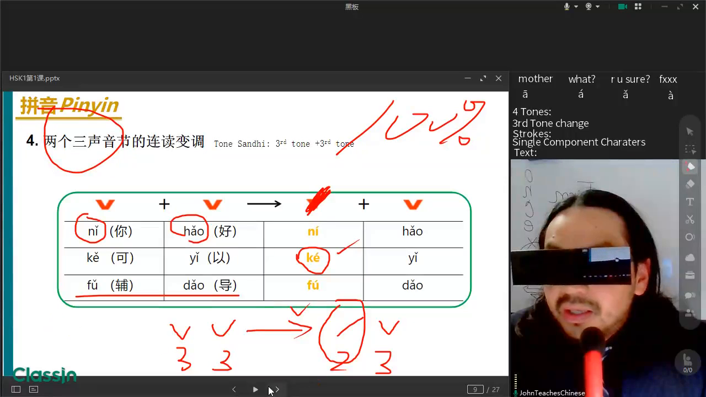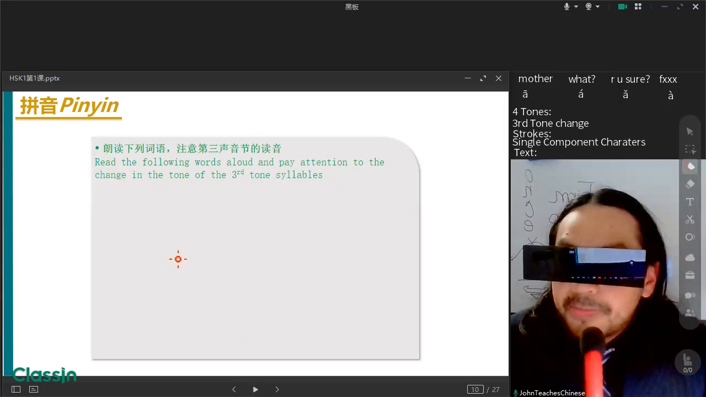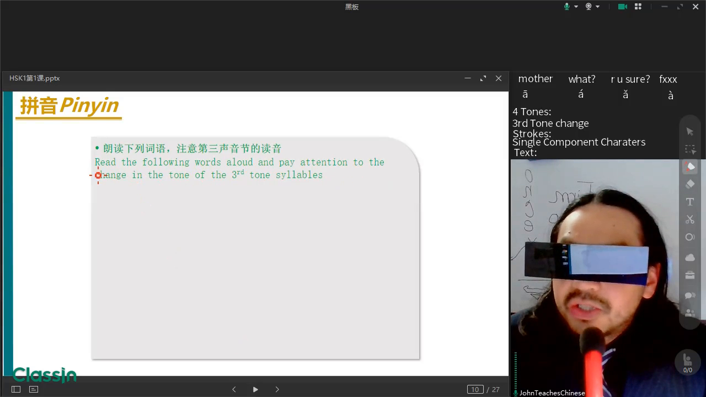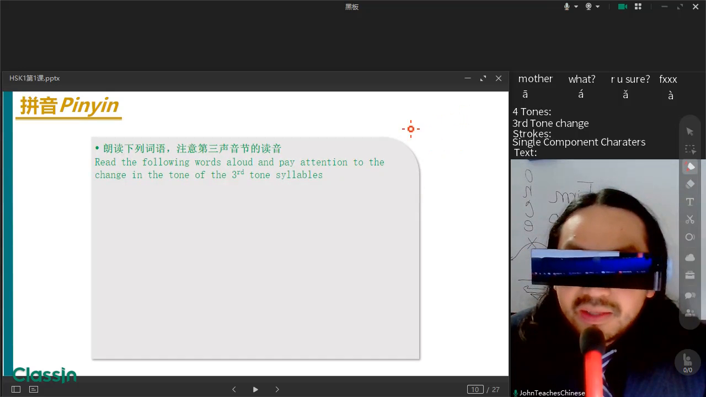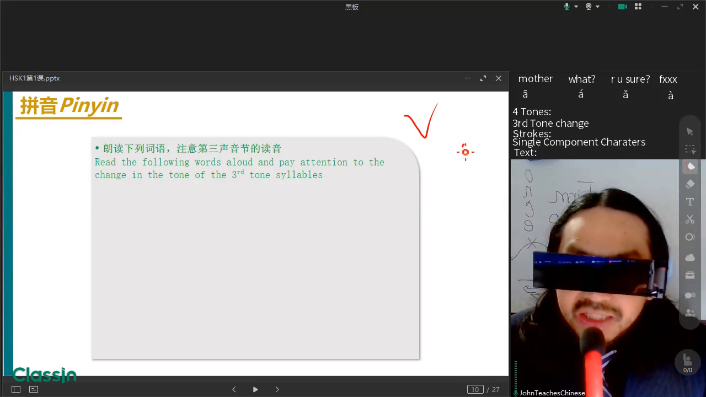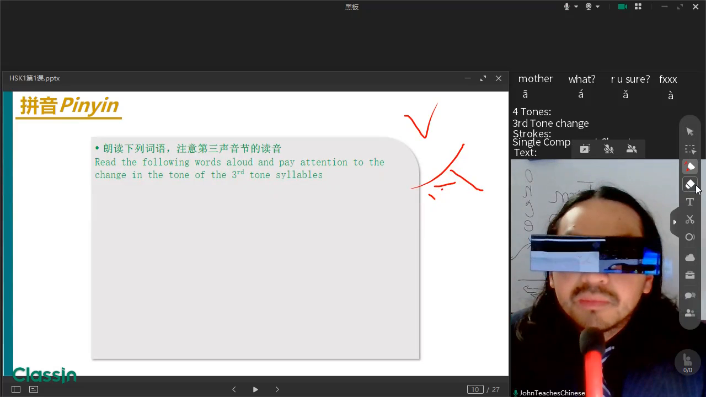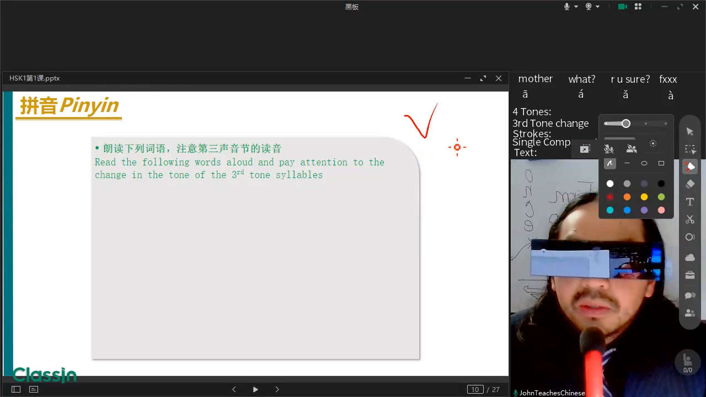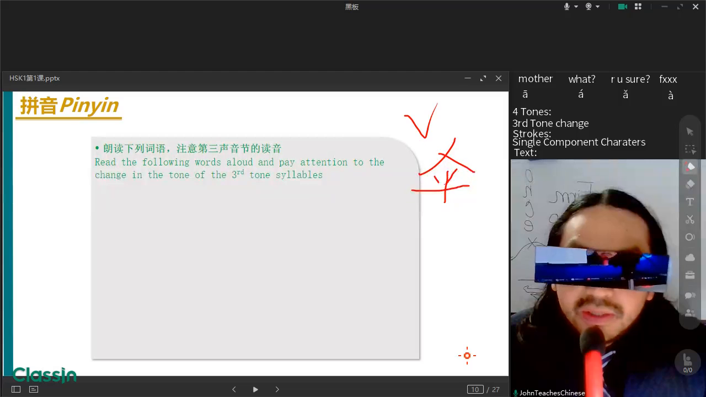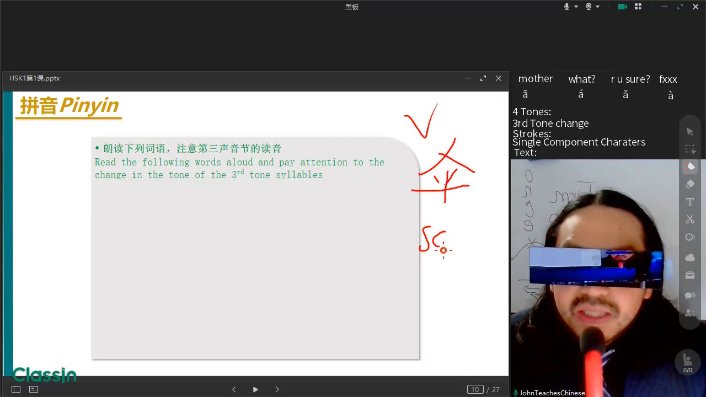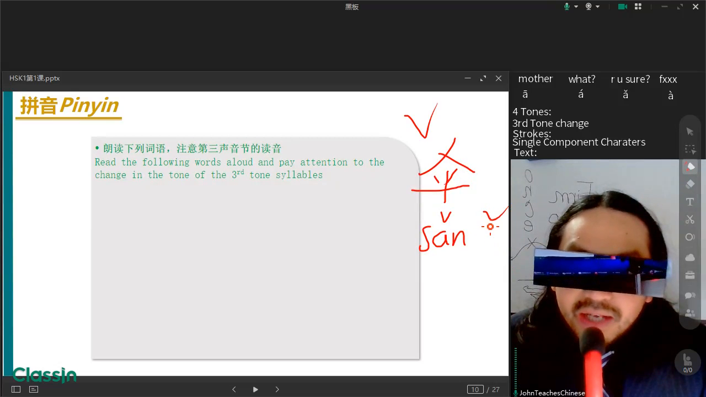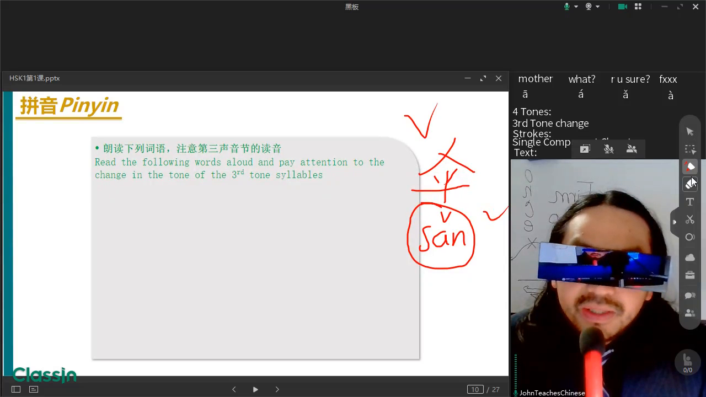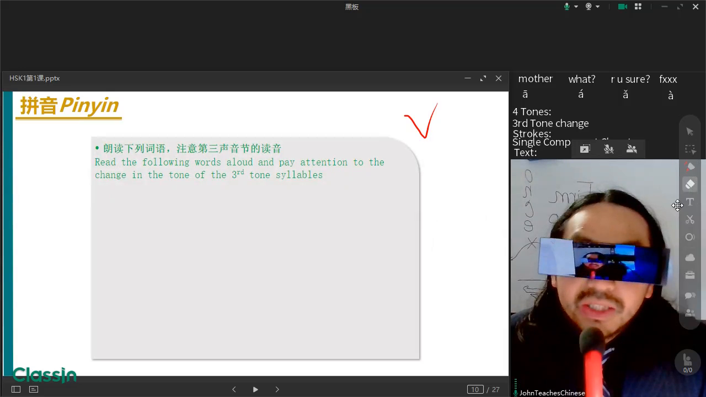Again, my example is on the next page. Read the following words aloud and pay attention to the change in the tone of the third tone syllables. If you just see one third tone standing alone, do not change it. It's still the same. Do not become confused. It changes only when two third tones are together. Some foreigners get confused. Only when two third tones are together, you change the first one.